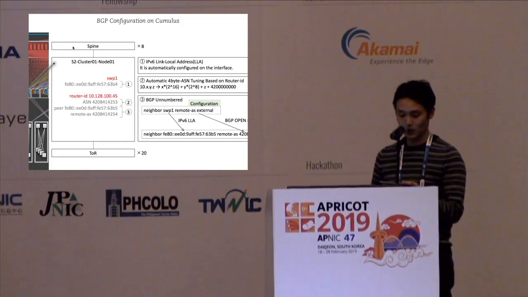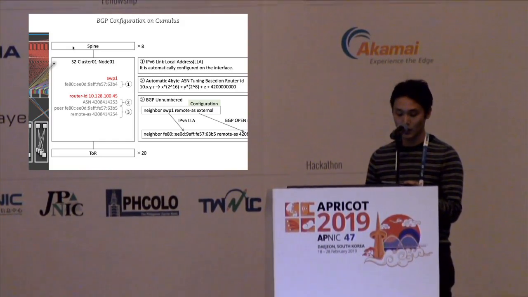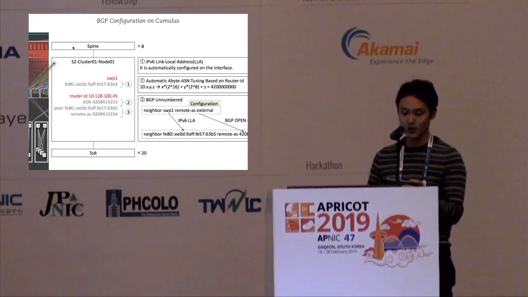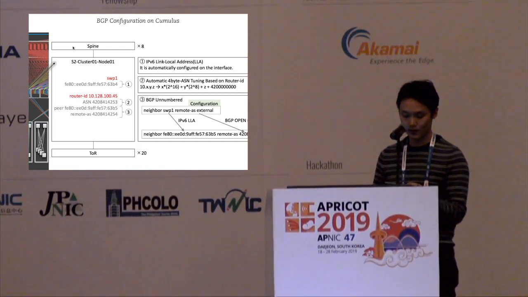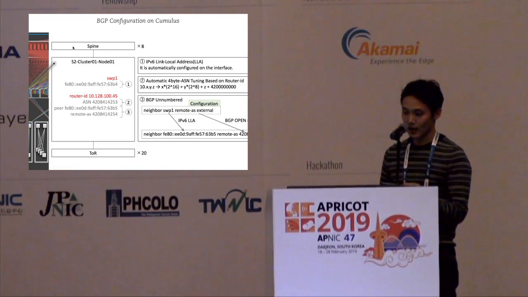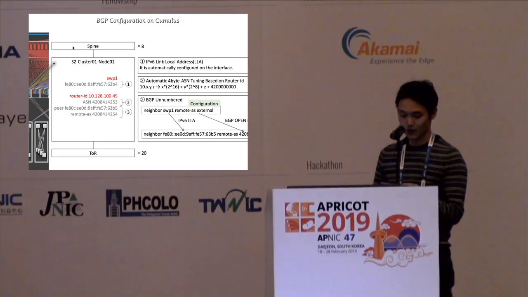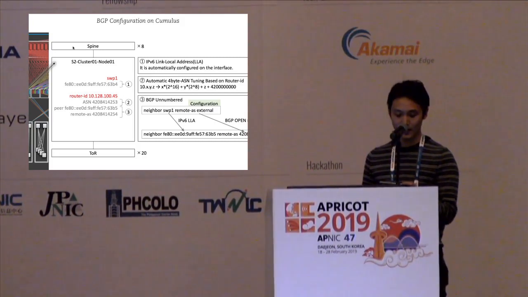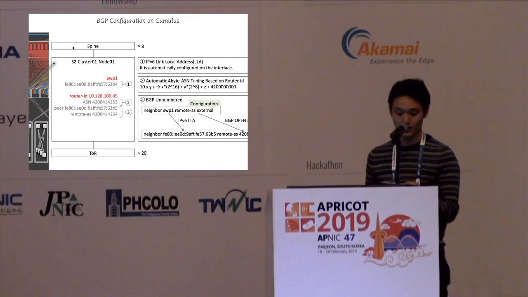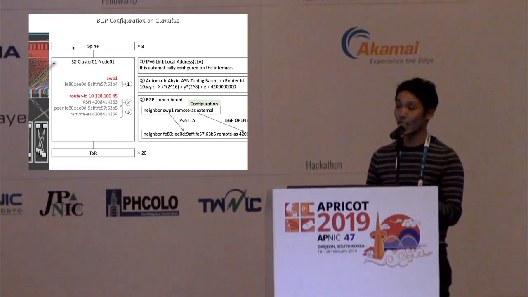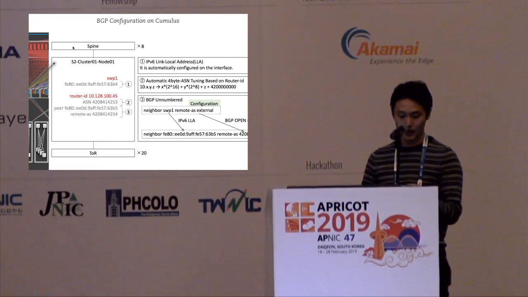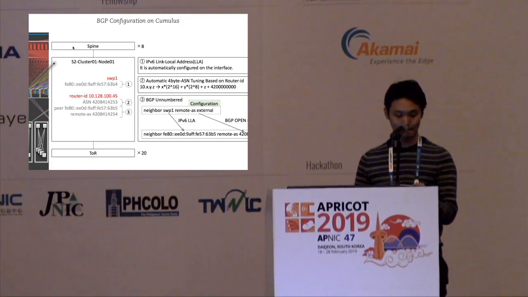But when we configure BGP peering with Cumulus, only one parameter, the router ID, is required to decide, and other parameters can be automatically decided. Here are some techniques we use. Actually, there are three techniques, and first, using the IPv6 link local address on the interface for peering. The IP address can be set without an explicit assignment like we do in the manual setting.